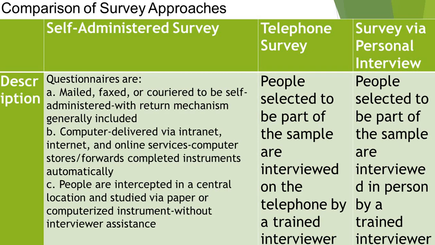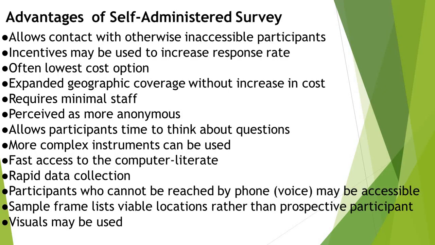Questionnaires are mailed, faxed, or couriered to be self-administered, with a return mechanism generally included. Computer delivered via internet, and online service computers store and forward the completed instrument automatically. People are intercepted in a central location and studied via paper or computerized instrument without interviewer assistance. Whereas in a telephone survey, people selected to be part of the sample are interviewed on the telephone by a trained interviewer. Survey via personal interview, people selected to be part of the sample are interviewed in person by a trained interviewer.